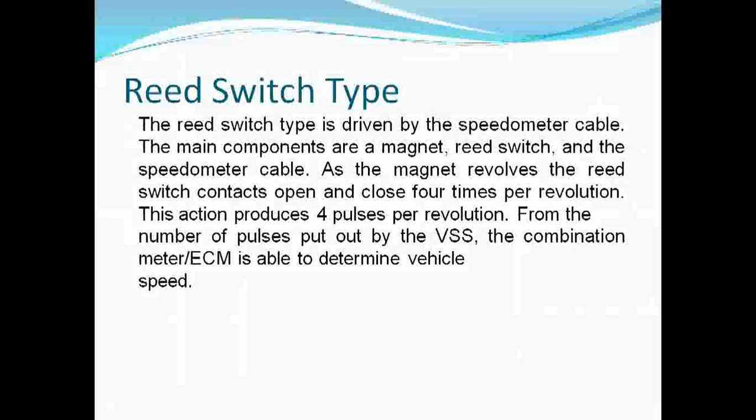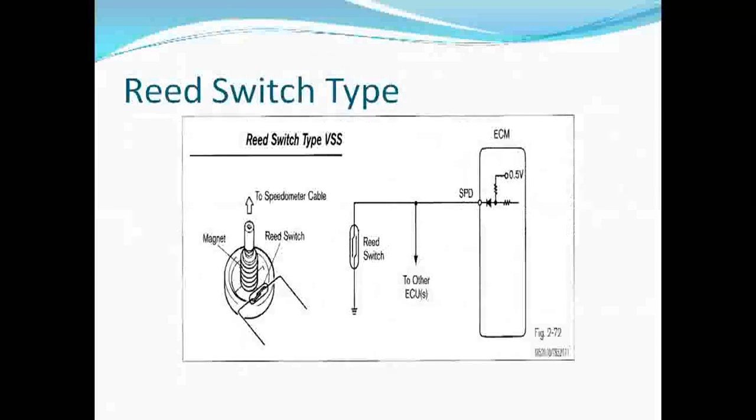Yeah, the reed switch type is driven by the speedometer cable, which we generally see in our automobiles also. Yes, the main component is the magnetic reed switch, and that speedometer cable will be directly connected to the speedometer, which indicates speed on either a digital display or an analog display. Here it is, the reed switch.